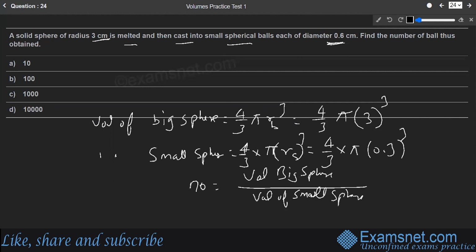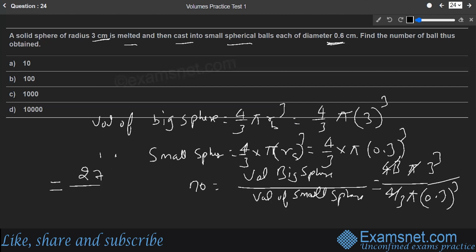Let's put down the values. So volume of the big sphere is 4 by 3 into pi into 3 cube, divided by 4 by 3 into pi into 0.3 cube. So this is what we are supposed to solve. Obviously 4 by 3 pi and 4 by 3 pi can cancel. So we are ultimately left with 27 divided by 0.027, which is nothing but 1000. So that is the right number. 1000 is the right answer.